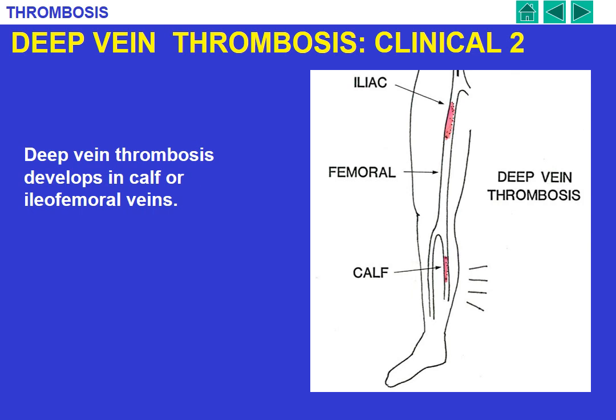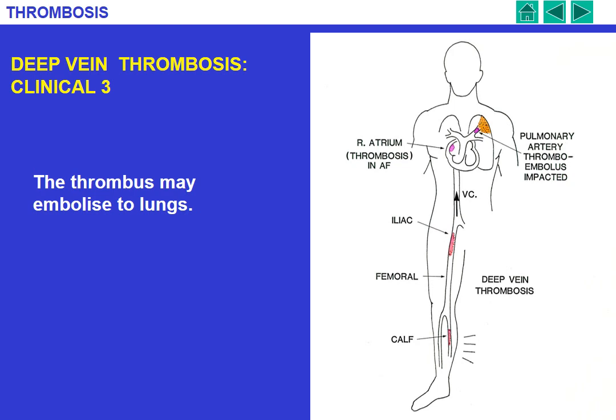Here we present a diagram of thrombosis developing in the deep veins. The veins involved are the deep veins of the calf, the femoral vein, and the iliac veins. The problem with deep vein thrombosis is that the thrombus can break off in the veins and travel through the vena cava, indicated by the black arrow in this diagram, ending up in the lungs.